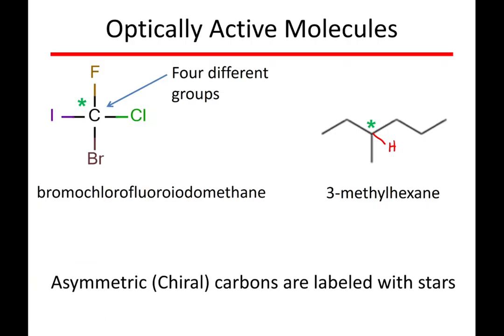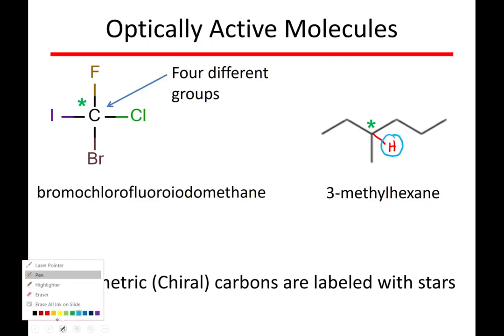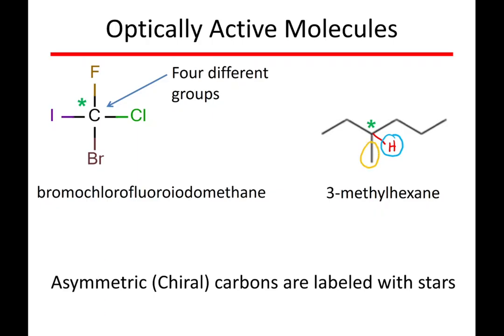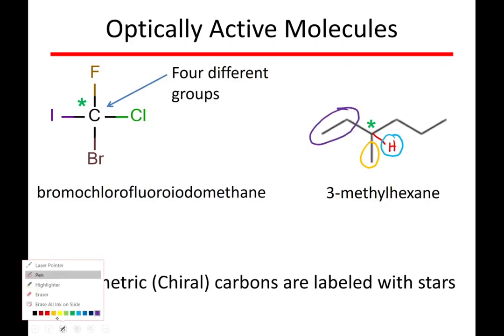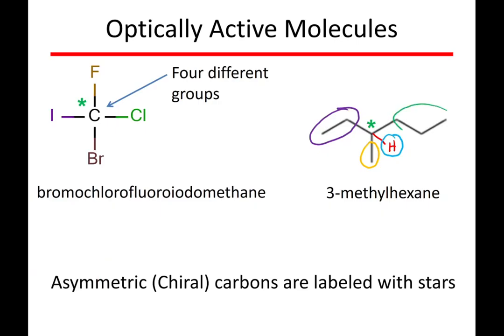Now we can go through and look at what all the different groups are that are attached to this chiral carbon. What we have is a hydrogen, so that's one type of thing. We also have a methyl group, so that's a second different thing. We also have over here an ethyl group, so that's a third different thing. And then over on the right-hand side of the molecule, you have a propyl group. So that's 4 different things that are attached to this carbon atom.